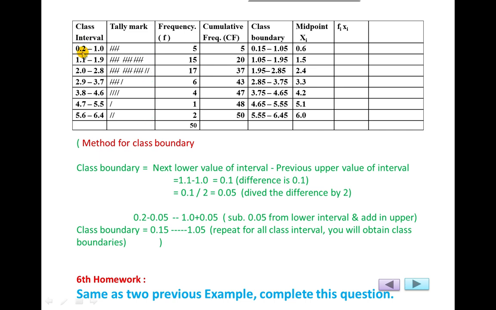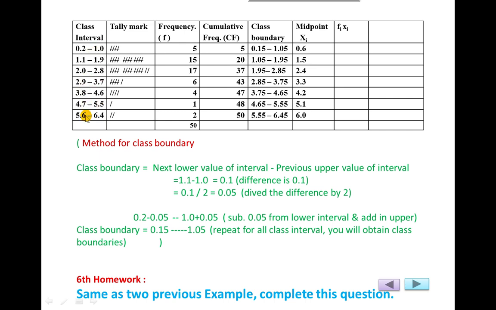So the first minimum value will be 0.2, and count up to 9 values: 0.2, 0.3, 0.4, 0.5, 0.6, 0.7, 0.8, 0.9 and 1.0. If this is 1.0, the next will be 1.1. Then add 0.9 to the upper value and you will obtain 1.9. Next value 2.0, add 0.9 here, 2.8, same as the previous two data.